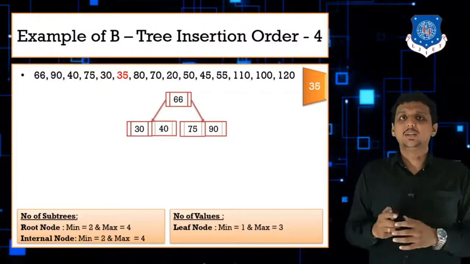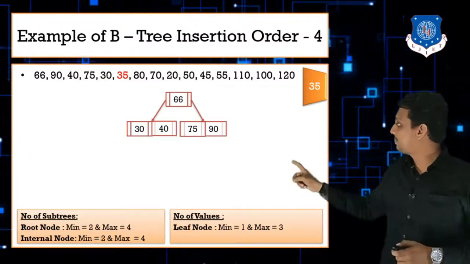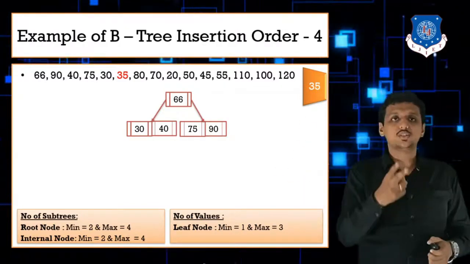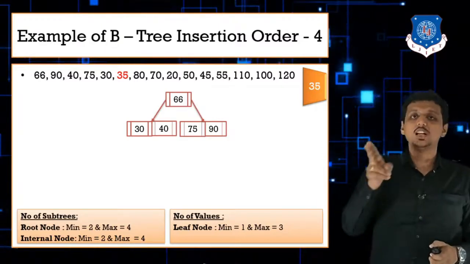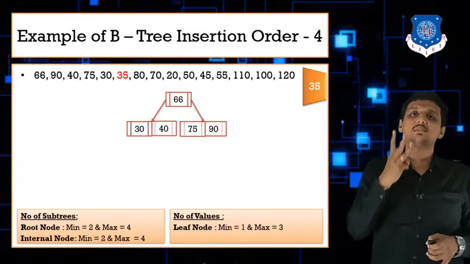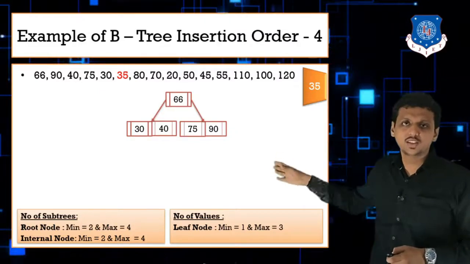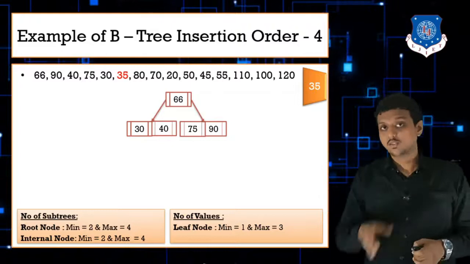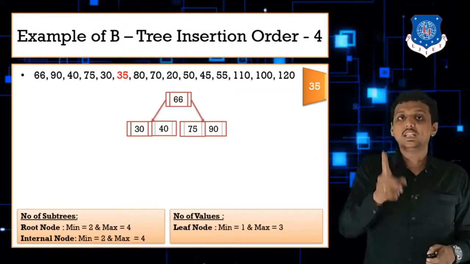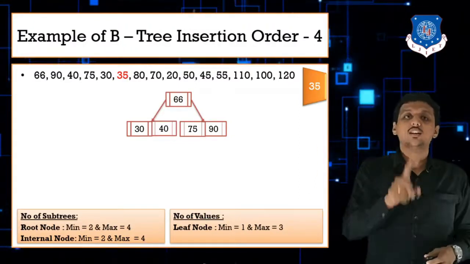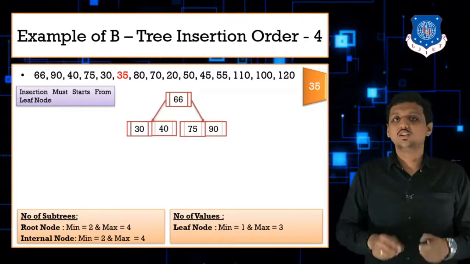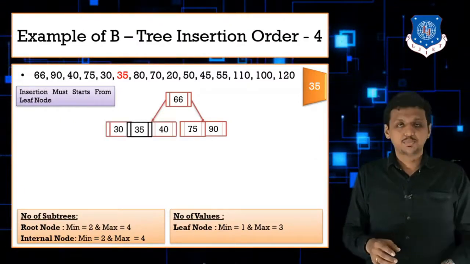Again, tell me where we can insert 35. Sir, there is space at the 30 and 40 node. Okay, so on the left side of the 66, students, we have only two values, 30 and 40. Each and every node must contain a maximum of 3 values. Do we have enough space to insert 35 in that node? Yes, we have. So we can insert 35, but where? Between 30 and 40. Why? Because we need to insert the values in ascending order. That's why we insert the values in the leaf node. Here we have enough space between 30 and 40.